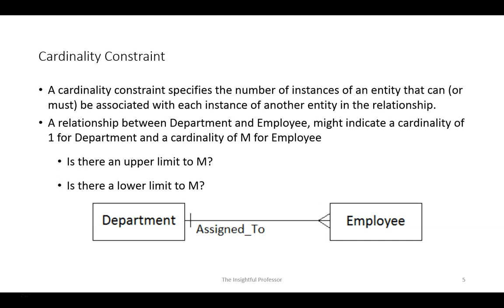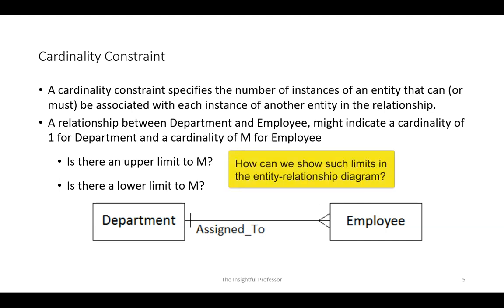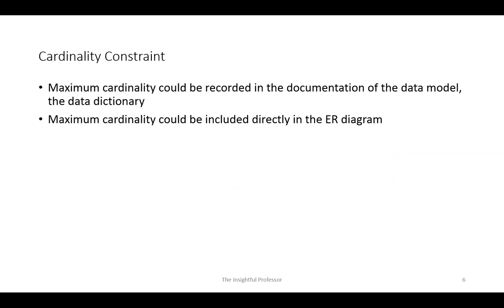This diagram, as shown here, does not even suggest that possibility. What we're looking for is some way of incorporating within the diagram a method or some mechanism for showing this business rule or suggesting that there is an upper limit or a lower limit on the cardinality. So the maximum cardinality could be recorded solely in the documentation of the data model, which we refer to as the data dictionary, but not incorporated within the diagram.